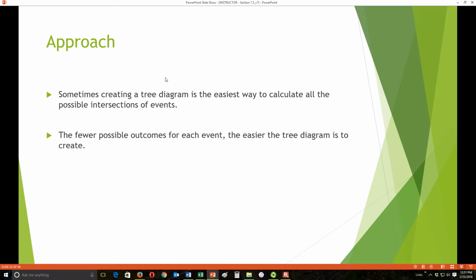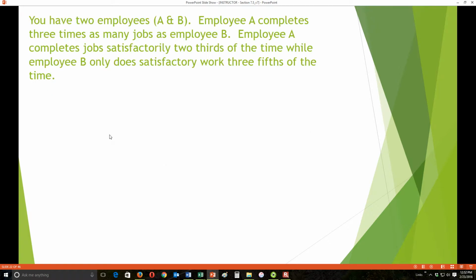Sometimes it's actually easier to create a tree diagram than to actually calculate all the possible intersections of the events. Just to let you know, the fewer possible outcomes for each event, the easier the tree diagram is to create. Let's look at some examples. You have 2 employees, A and B. Employee A completes 3 times as many jobs as employee B, and employee A completes jobs satisfactorily 2/3 of the time, while employee B only does satisfactory work 3/5 of the time.